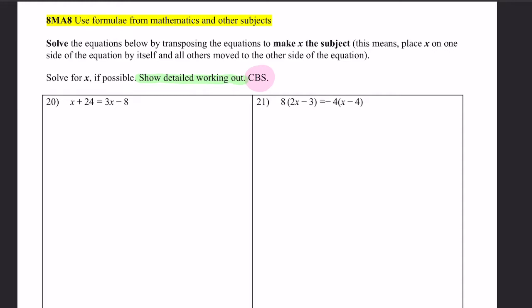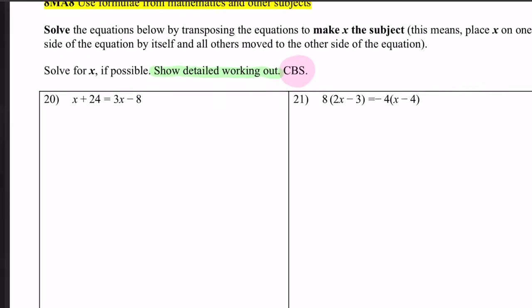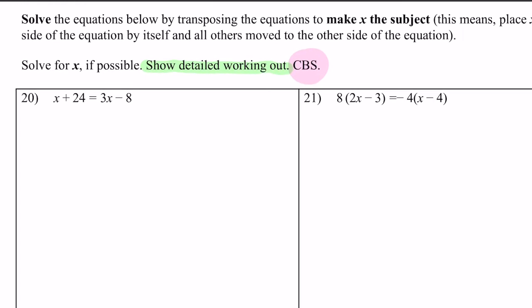What's the point of doing check by substitution if you don't go back to see if you made a mistake if the CBS was not equal? That's the point of CBS. So let's do the first one. Again, don't shortcut. Minus 24, minus 24. Show me step by step.